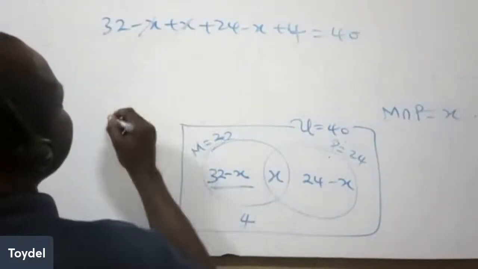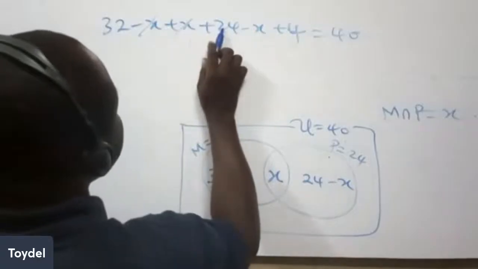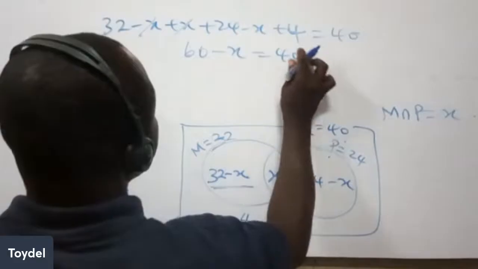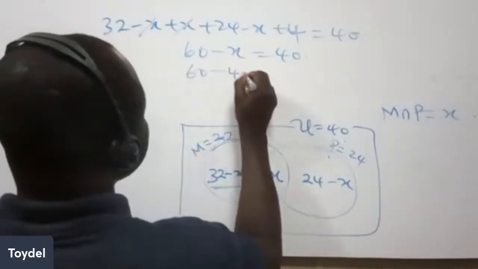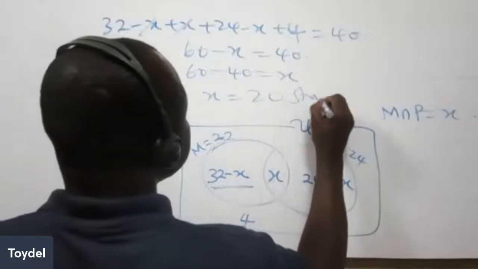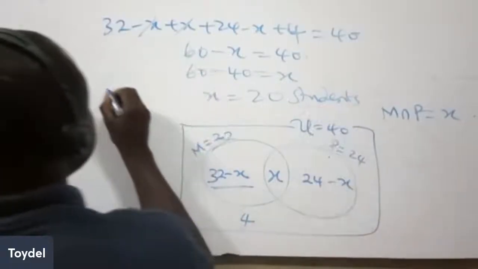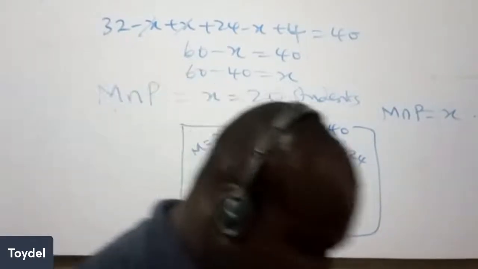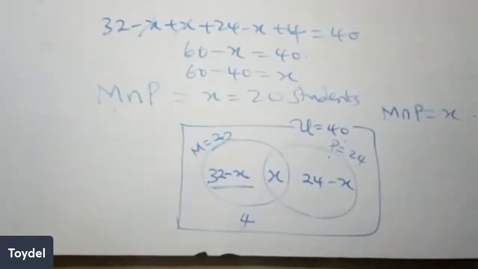The minus x can take care of x. 32 plus 24 is 56, plus 4, that's 60 minus x is equal to 40. Then 60 minus 40 is going to give us x. So x is equal to 20. So 20 students, that is mathematics intersection physics, will be 20. So 20 students offer both mathematics and physics.